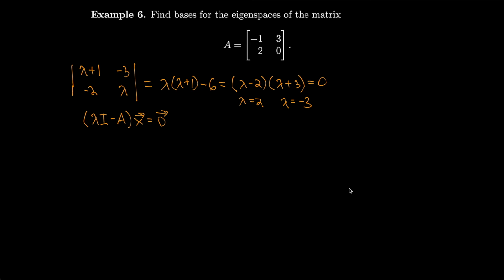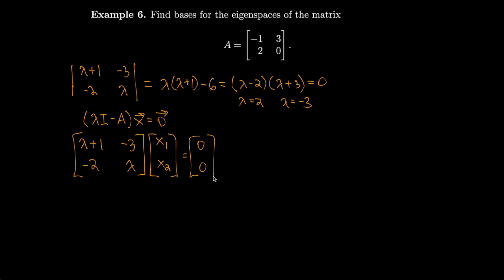So that's the same thing as we already wrote, lambda plus 1, minus 3, minus 2, and lambda, but we're not taking the determinant this time. We're trying to solve this equation, where we're going to write x as x1, x2, an arbitrary vector, and look for solutions that make it equal to the 0 vector.